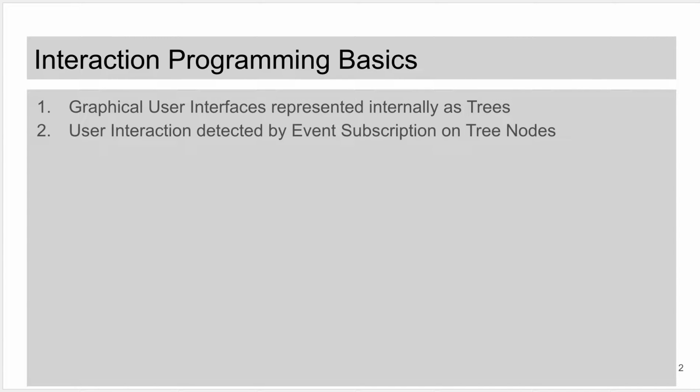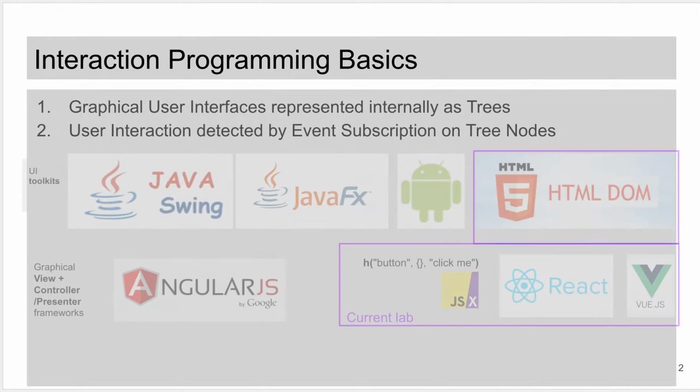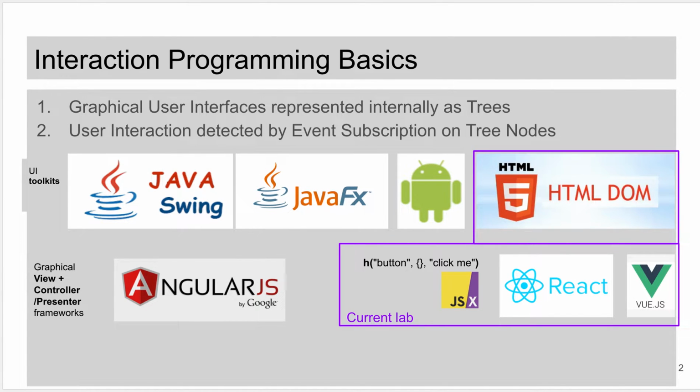There are two fundamental principles of interaction programming. One is that most graphical user interfaces are represented internally as trees. The other principle is that user interaction is detected by subscribing to events on the nodes of this tree, such as subscribing to clicks on button nodes, and so on. All technologies used in the course have adhered to these principles.